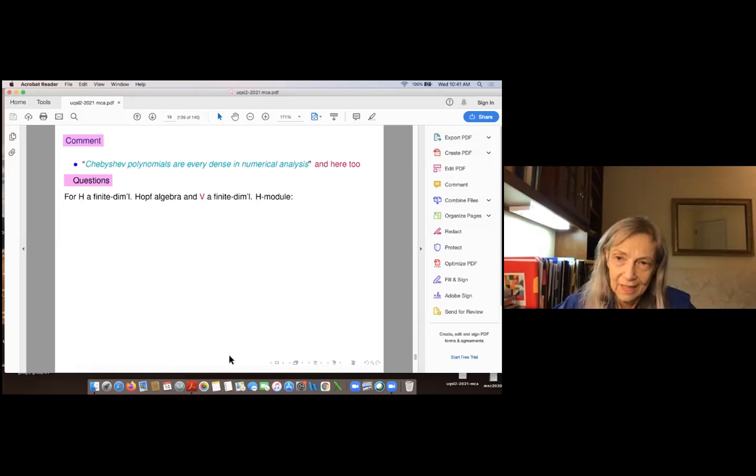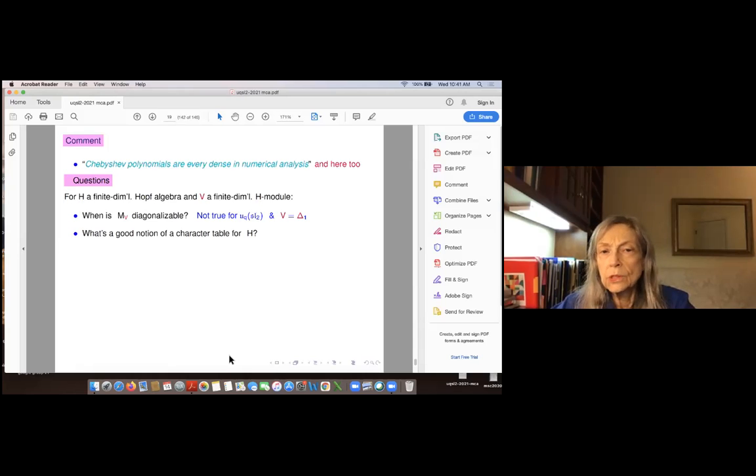Questions. Suppose you take a finite dimensional Hopf algebra and a finite dimensional H-module. When is it diagonalizable? When is the McKay matrix diagonalizable? It's not true for the finite quantum group and its two-dimensional module.